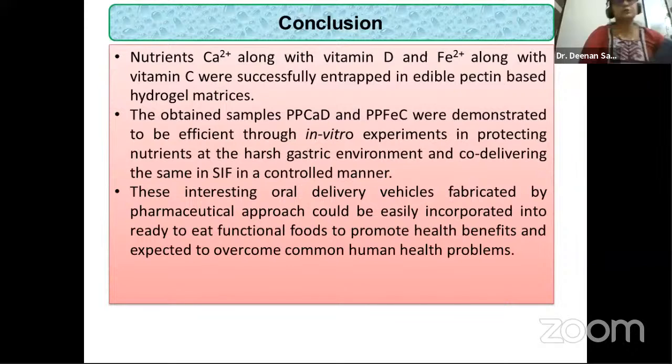As a conclusion, we can say that nutrients, calcium along with vitamin D, could be released at the colon. The interesting oral delivery vehicles fabricated here use the pharmaceutical approach and could be easily incorporated into ready-to-eat functional foods to promote health benefits and are expected to overcome common human health problems.